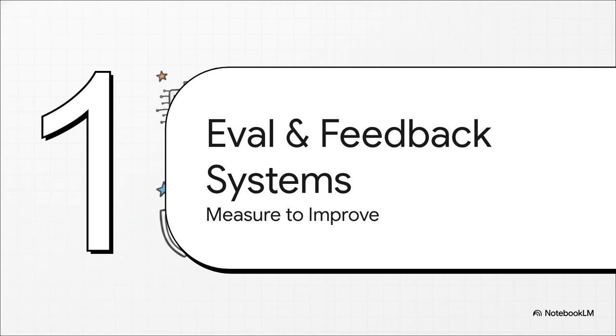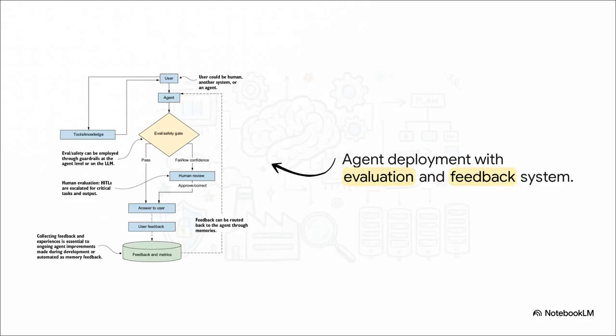Next up is Section 3, evaluation and feedback systems, because we have to measure to improve. So there is this fundamental engineering rule when building agentic systems. You simply cannot improve or trust a system that you do not rigorously measure. Logging and measuring everything, both internal and external to your agents, is non-negotiable for a production environment.